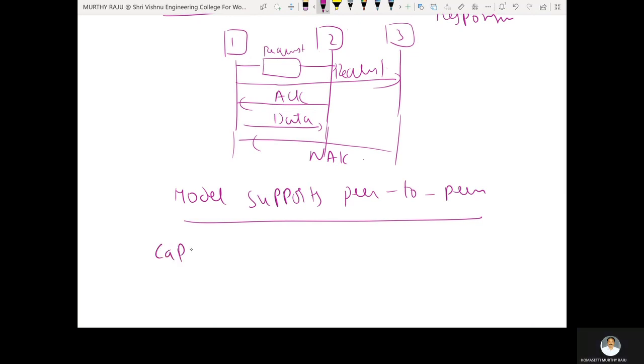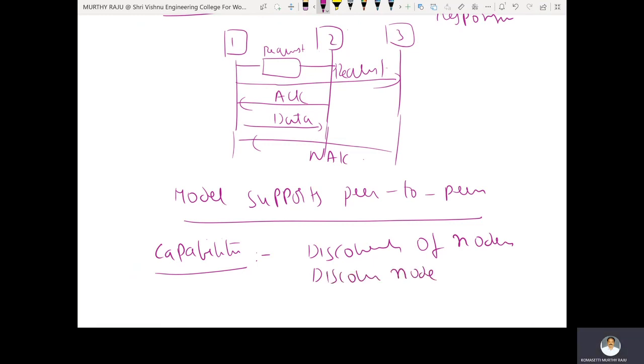Capabilities: discovery of nodes. Discover node capabilities.